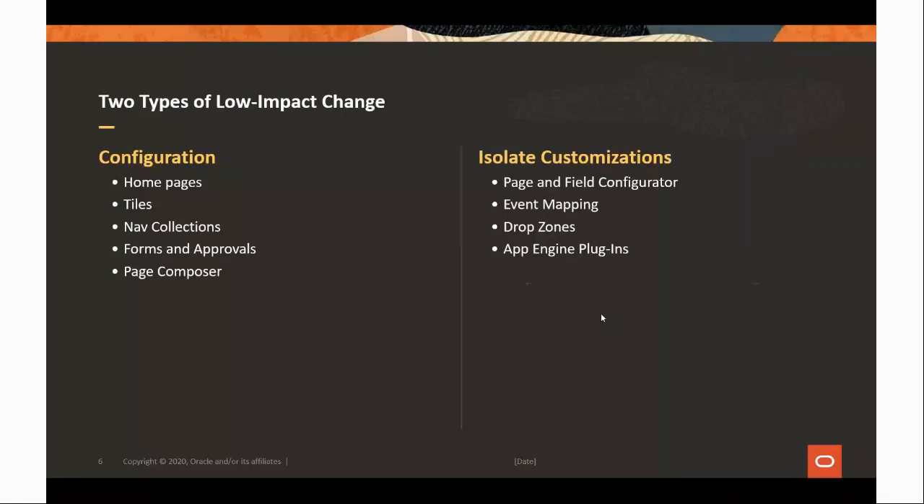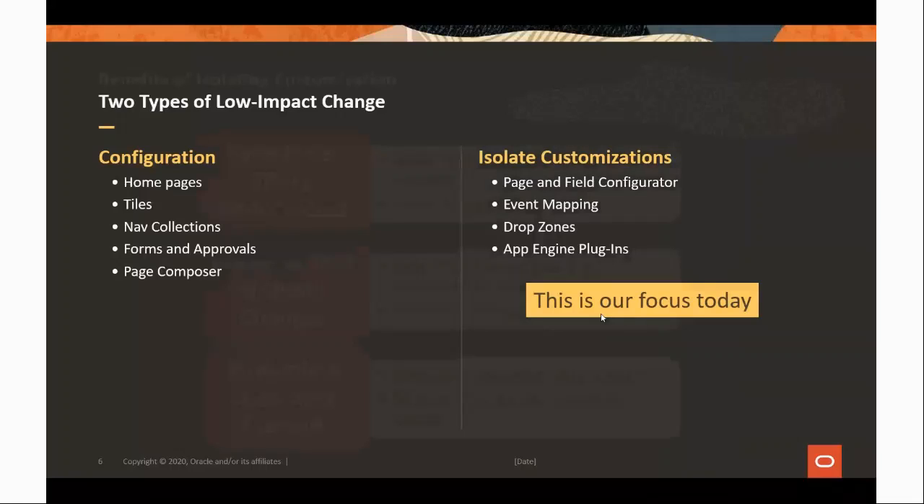What I'm going to be focusing on today, though, is the things that let you isolate customization. So where you really want to change delivered product. You want to change pages, you want to change the code, the processing that happens, you want to change things in your app engine. That's where I'm going to focus this talk.